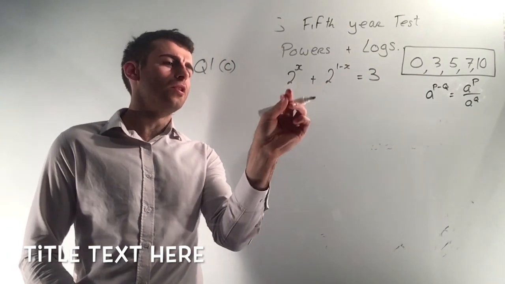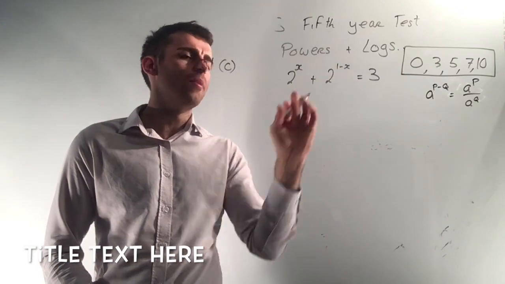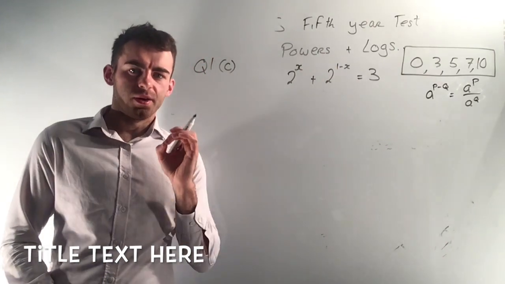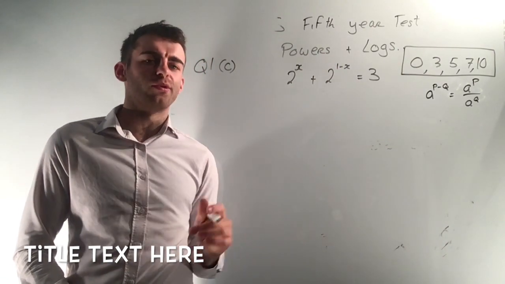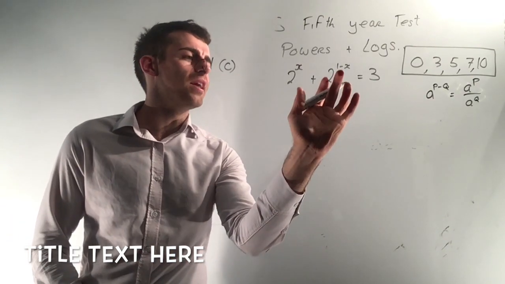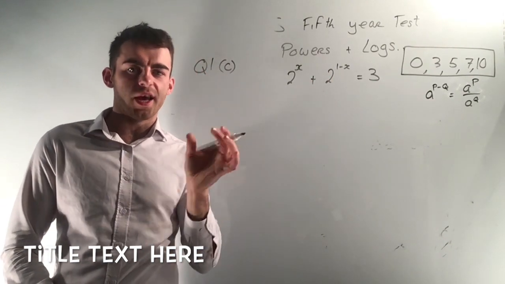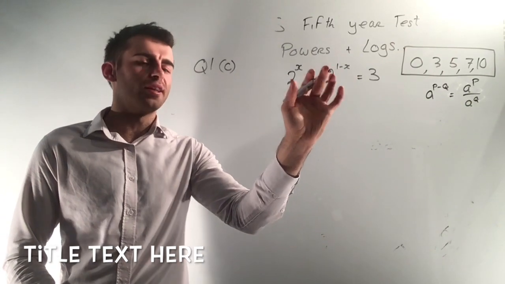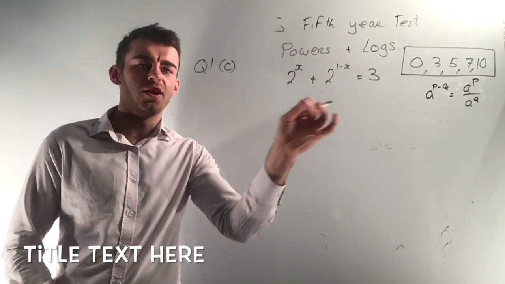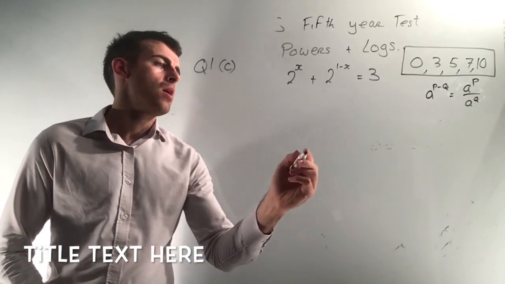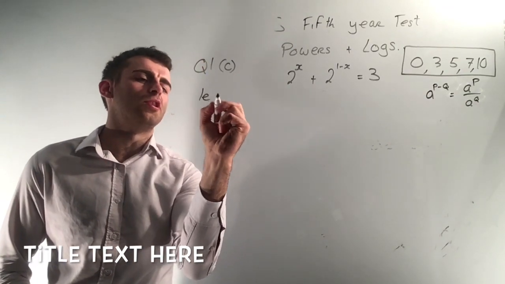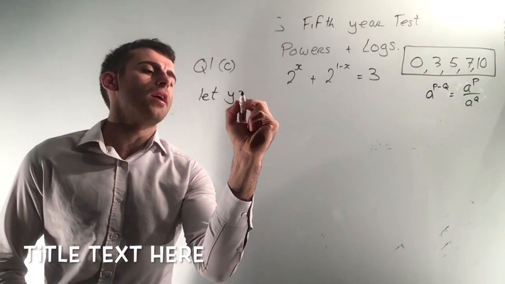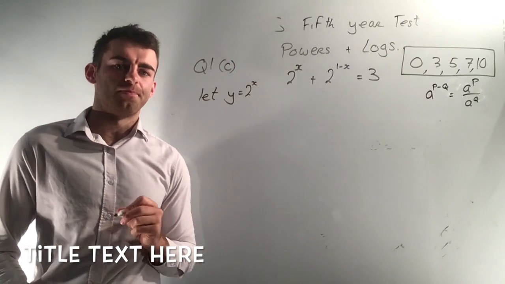You have 2 to the power of x plus 2 to the power of 1 minus x equals 3. Now at this stage you should recognize that this is a quadratic equation. And if there's a negative in your power, you're going to end up with a fraction. So you should have recognized, right, this is clearly a quadratic and I'm going to end up with a fraction at some point. I need to solve this by substitution. So we can say that y is equal to 2 to the power of x.